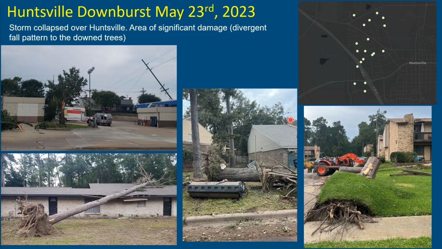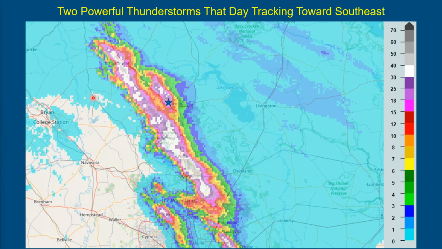Huntsville downburst, again, a recent event, May 2023. Hard to believe it was almost a year ago. It seems like yesterday. And once again, a huge area of significant damage all across town, in about a 5-mile radius. Large trees uprooted, downed. They lost power there. The hospital was impacted. So just a very, very bad situation there.